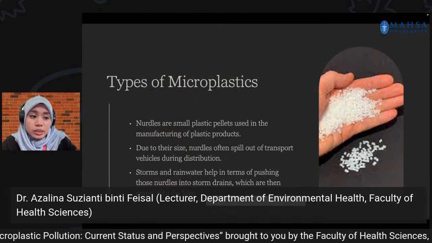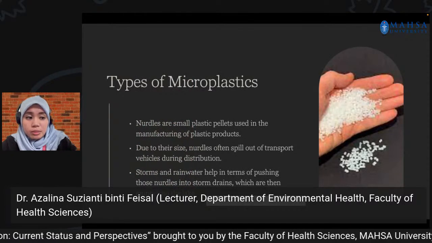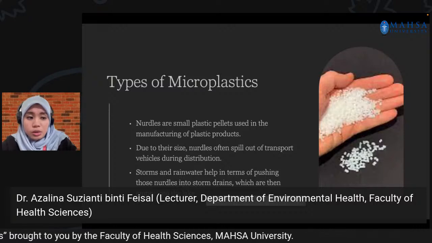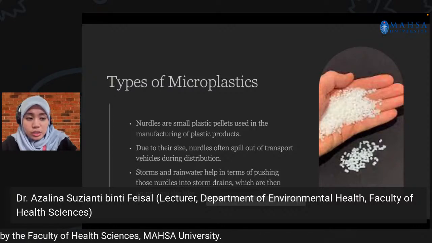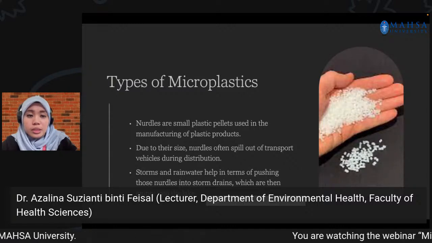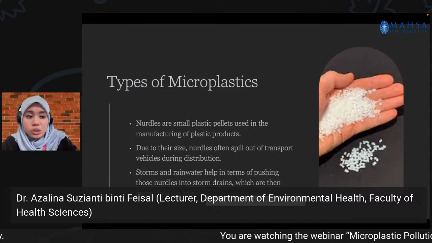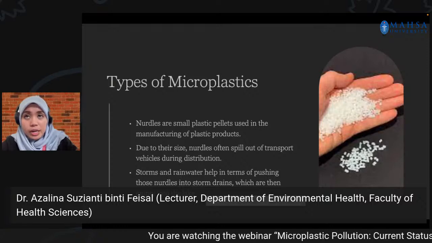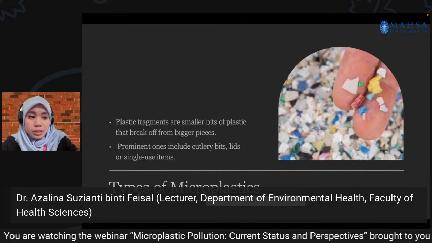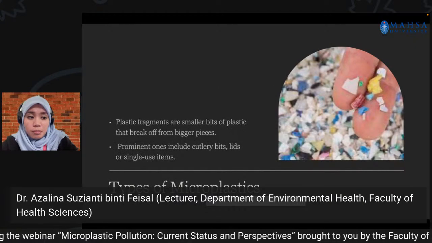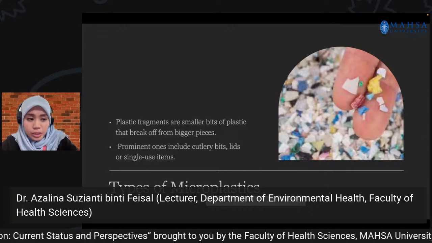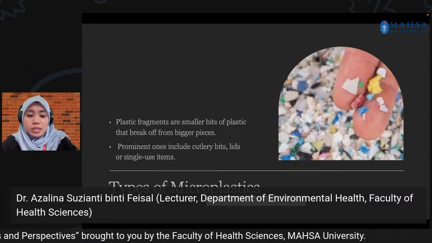The next one is the noodle, usually a plastic pellet used in manufacturing plastic products. Due to their size, the noodles often spill out from transportation during distribution. The storm and rainwater will help push these noodles into storm drains and into the lake as well. The next one is plastic fragments. These are smaller bits of plastic that break off from bigger pieces. Prominent ones include cartridges, lids, or single-use items.